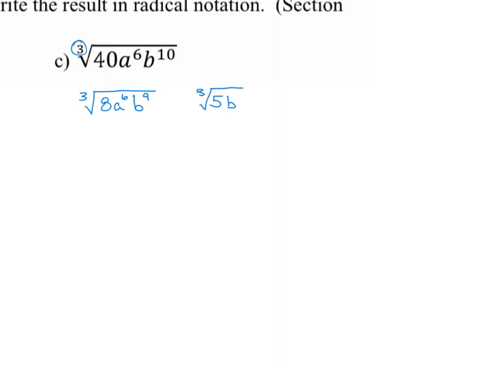So now if we go ahead and take the cube root, we get the cube root of 8 is 2. If we divide 6 by 3, we get 2. And if we divide 9 by 3, we get 3. We bring down our cube root of 5b, and we're done.